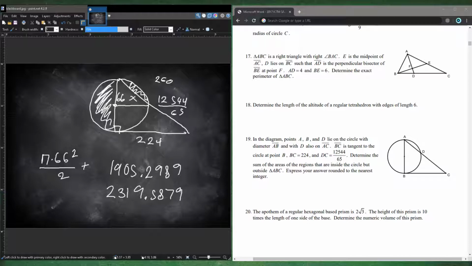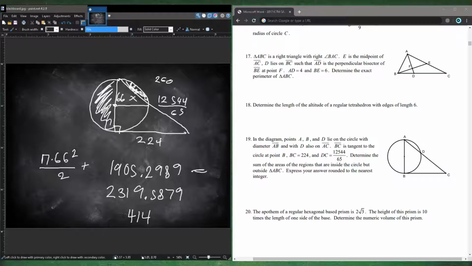Now you subtract those two areas, right? So 2319.5879 minus 1905.2989, you should get an area that's roughly 414 as your integer, just for this section. Because this area is this one, and this area is this entire thing. So subtracting it would just give us that area right there.